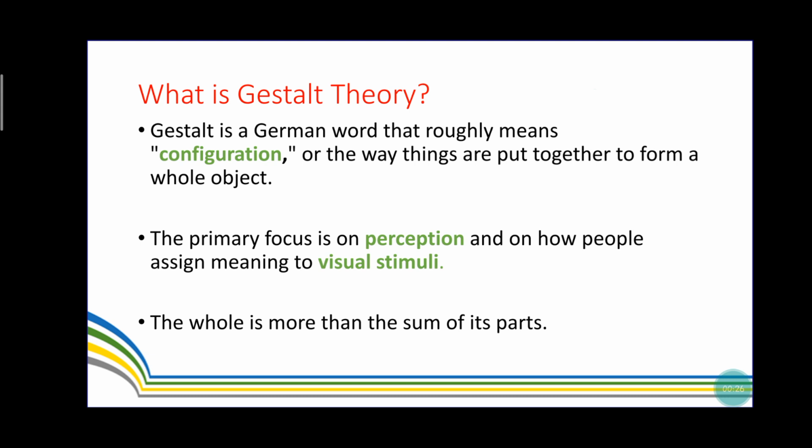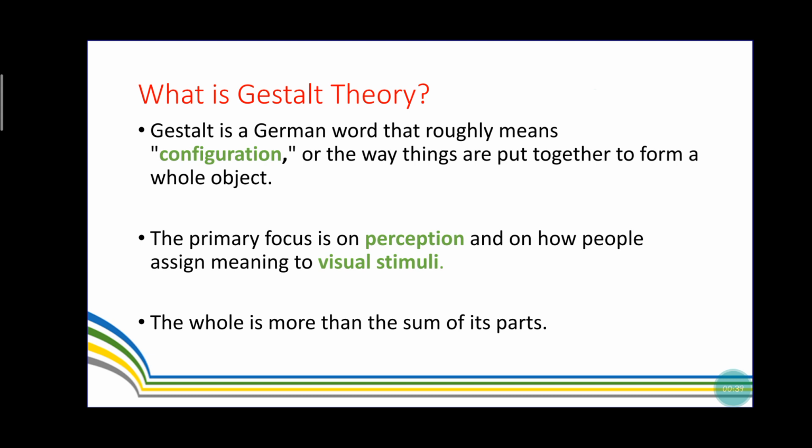Next, we have the Gestalt theory by Max Wertheimer, Wolfgang Köhler, and Kurt Koffka. Okay, so what is Gestalt theory? Gestalt is a German word that roughly means configuration. Configuration means the form of a certain object as a whole, or the way things are put together to form a whole object. So the primary focus is on perception or discernment, like how you perceive meaning by looking into something, and how people assign meaning to visual stimuli.